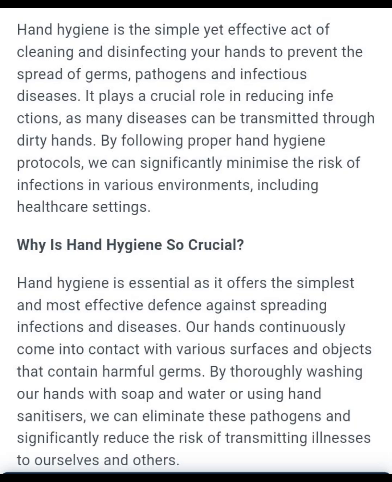Why is it so crucial? It is essential and important as it offers the simplest and most effective defense against spreading infections and diseases. Our hands continuously come in contact with various surfaces and objects that contain harmful germs. By thoroughly and completely washing our hands with soap and water or using hand sanitizers, we can eliminate these pathogens and significantly reduce the risk of spreading infections and contracting infections.